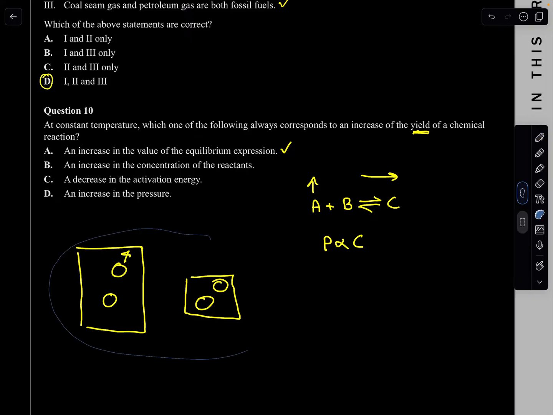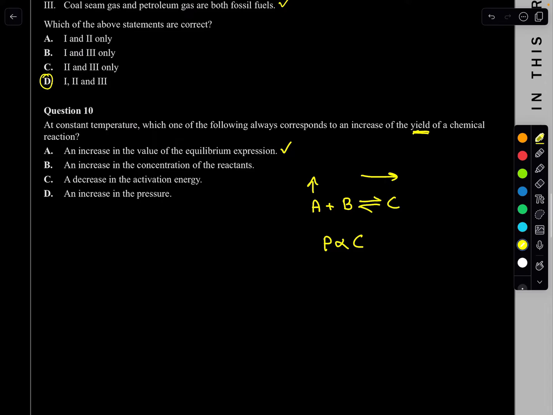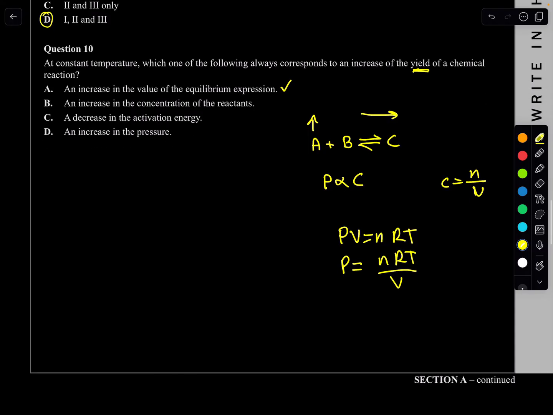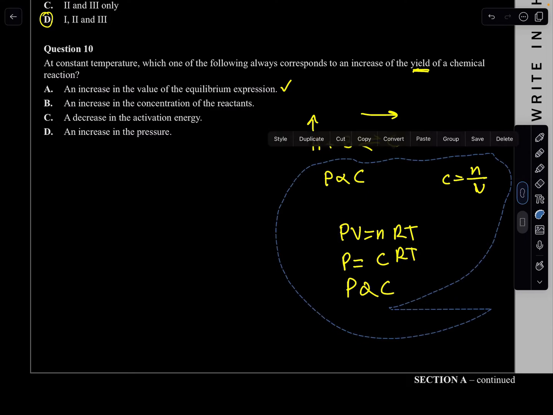And if you want an algebraic expression that describes this, think of using PV equals nRT. We know that concentration is your n over volume. It's your moles over volume. So if I divide both sides by V, I get this. If you look at this expression, isn't it n over V, which is concentration? So you can actually replace this with C, meaning that P is proportional to C. That's what we just talked about. It is proportional to concentration. If you increase your pressure, it means you increase the concentration of everything.